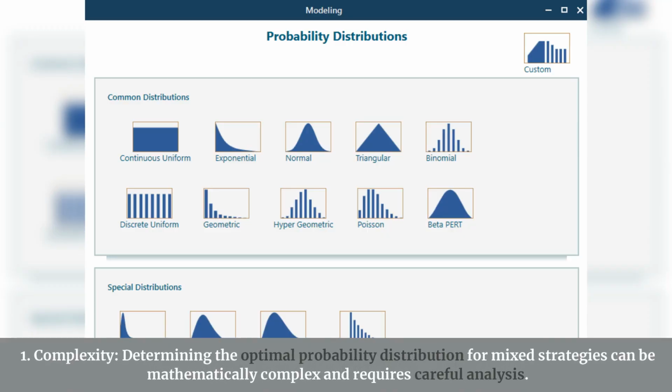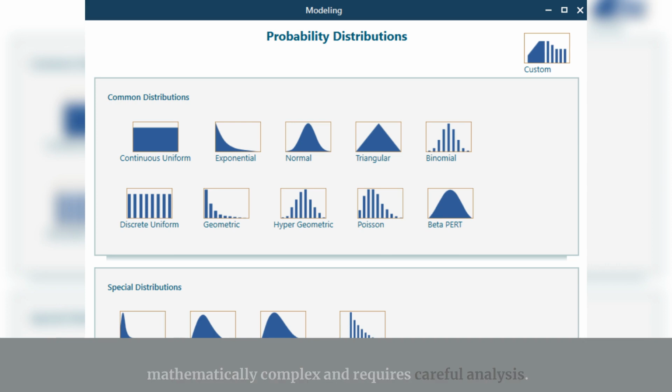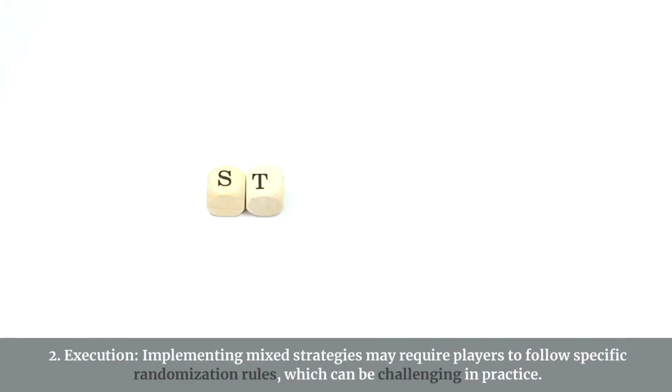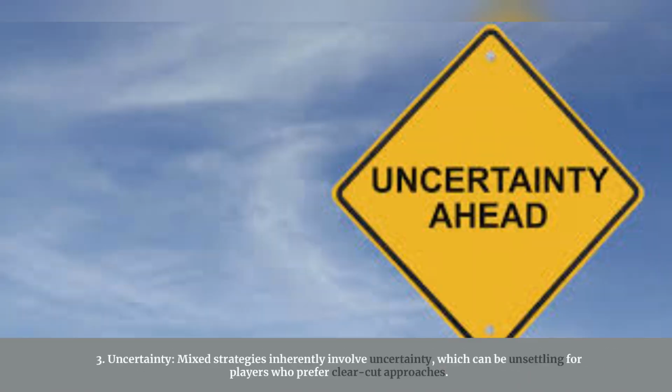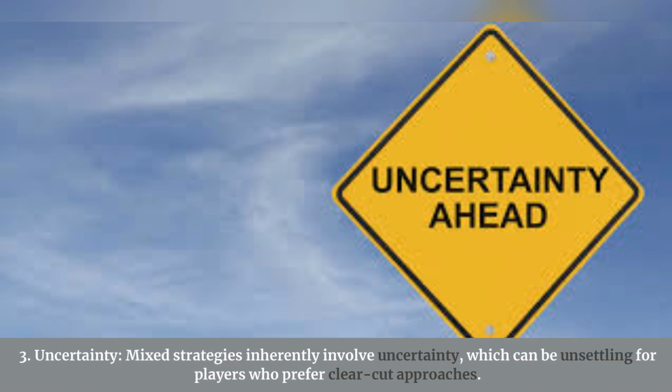1. Complexity. Determining the optimal probability distribution for mixed strategies can be mathematically complex and requires careful analysis. 2. Execution. Implementing mixed strategies may require players to follow specific randomization rules, which can be challenging in practice. 3. Uncertainty. Mixed strategies inherently involve uncertainty, which can be unsettling for players who prefer clear-cut approaches.